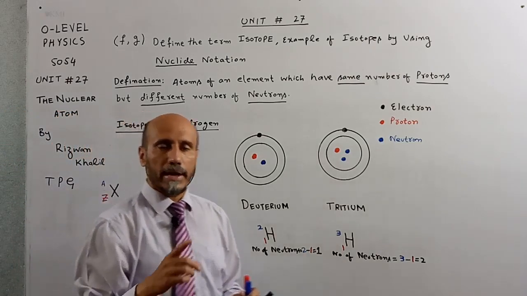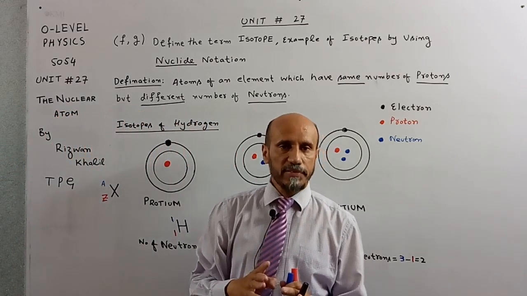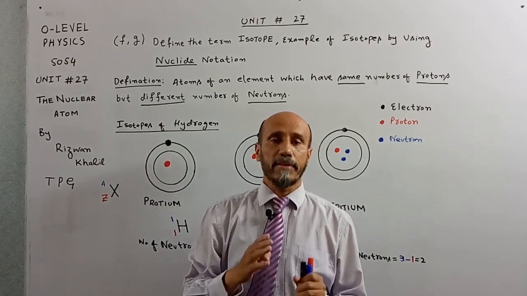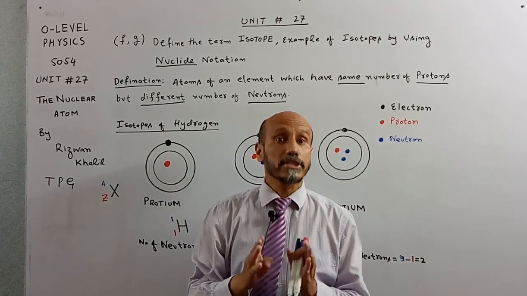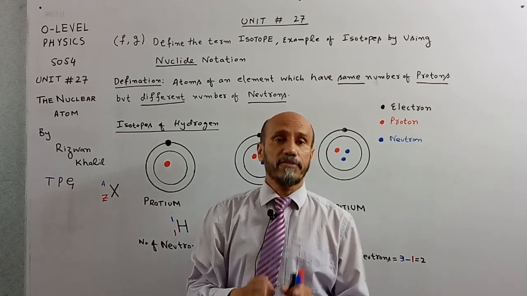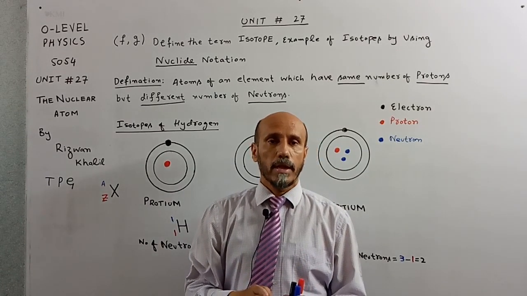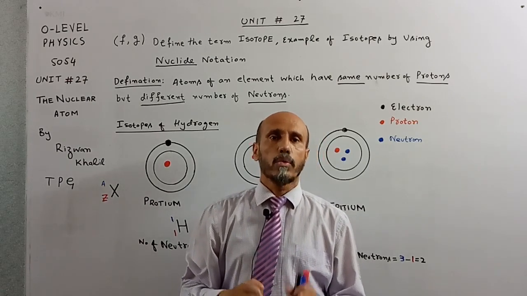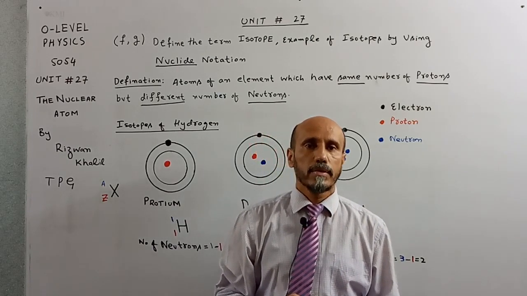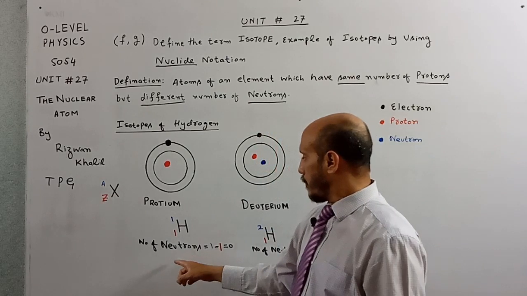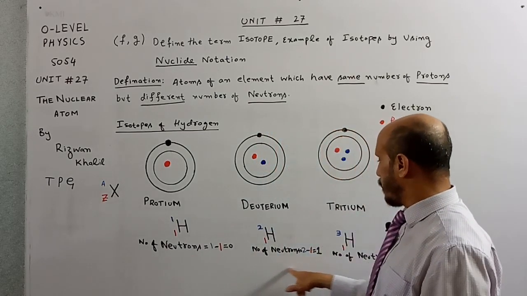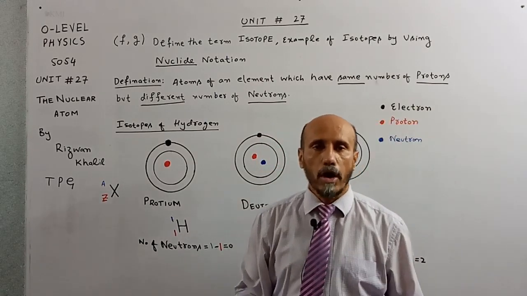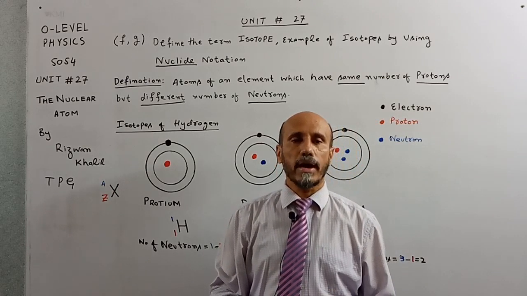Again I am going to revise this definition. Isotopes are the atoms of an element having the same number of protons but a different number of neutrons. And the very famous example is the isotopes of hydrogen, 1H1, 1H2, 1H3. In 1H1 there are no neutrons, in 1H2 there is one neutron, and in 1H3 there are two neutrons. Now we will consider another example of isotope.